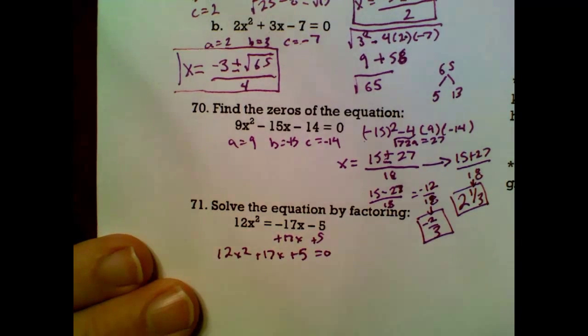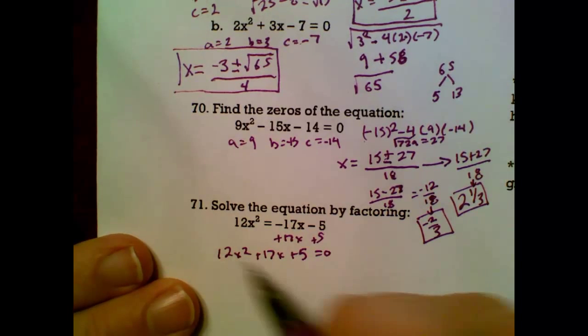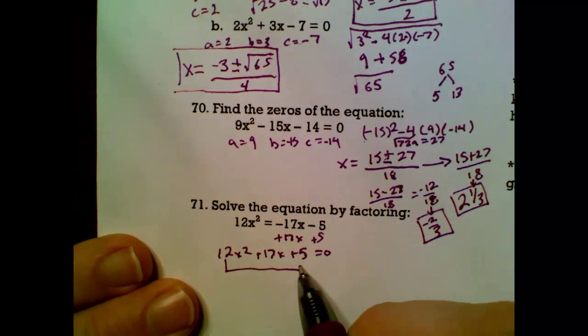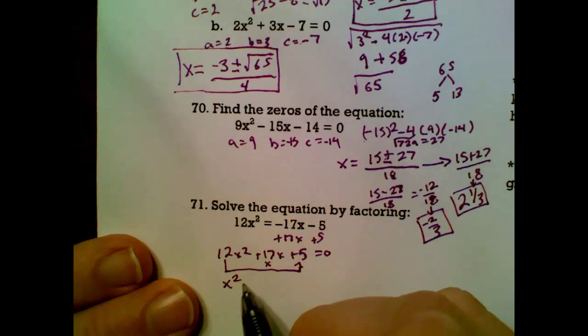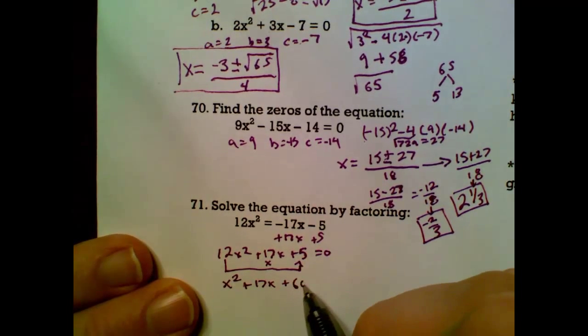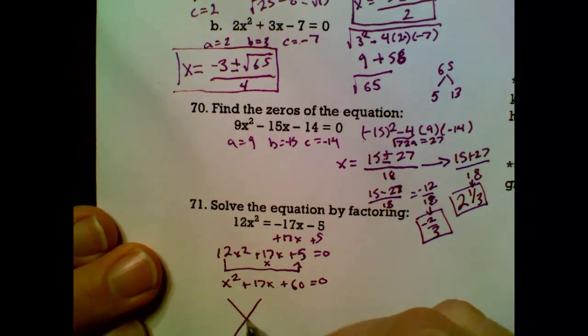Now my first step is, because there's a number in front of this x squared, we're going to do the slide unless we can factor something out, and it doesn't look like it. So we got 12 times 5. So what I get now is x squared plus 17x plus 5 times 12 is 60, equal to 0. Okay. So we're going to ask ourselves, what times what is 60 that add together would be 17?